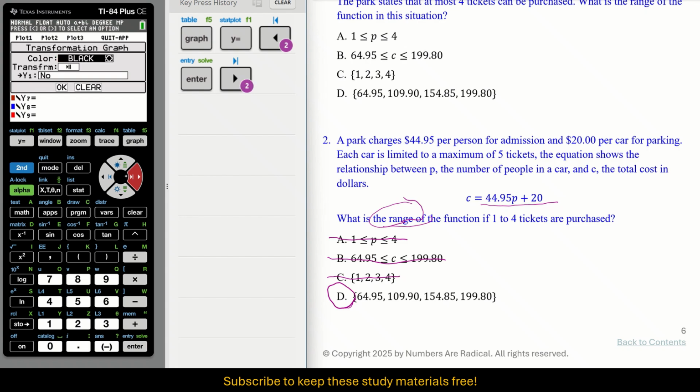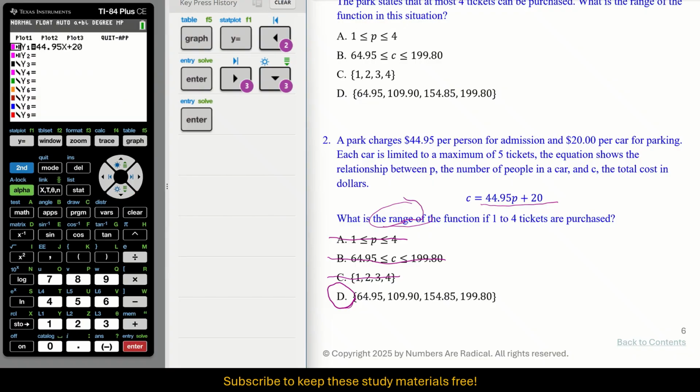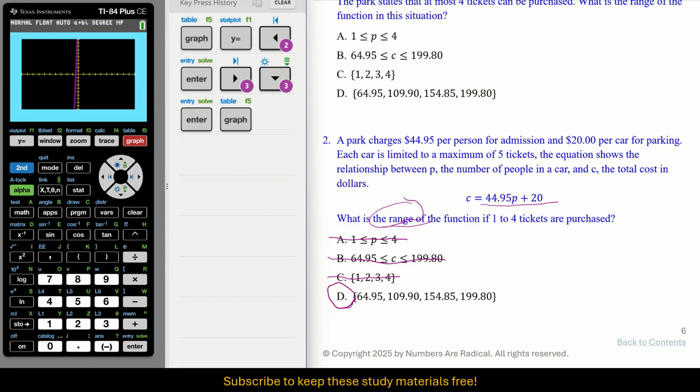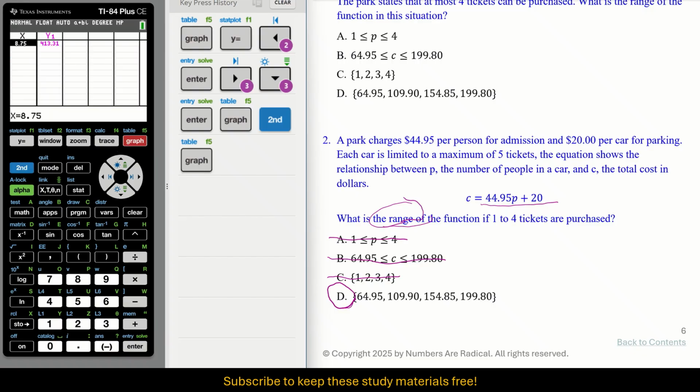I could go red or that magenta color. There it is. Okay. But when you change it, make sure you go to OK. All right, there we go. Now, yes, it is graph, but I need the table. So go second graph, and that gives me the table.